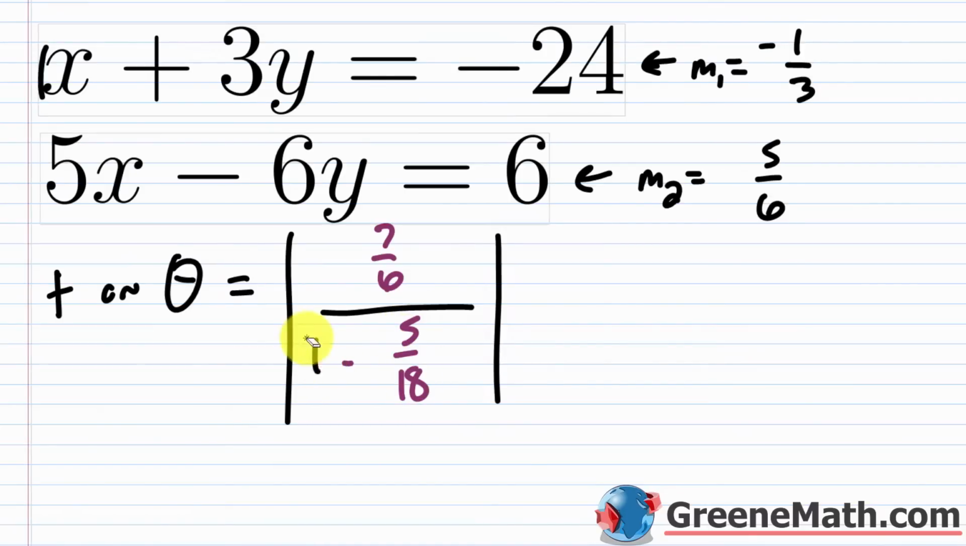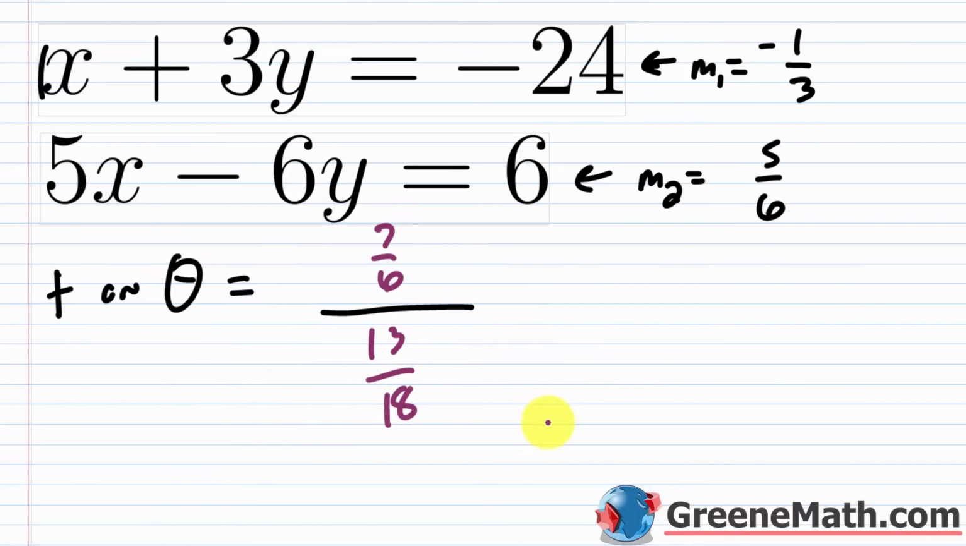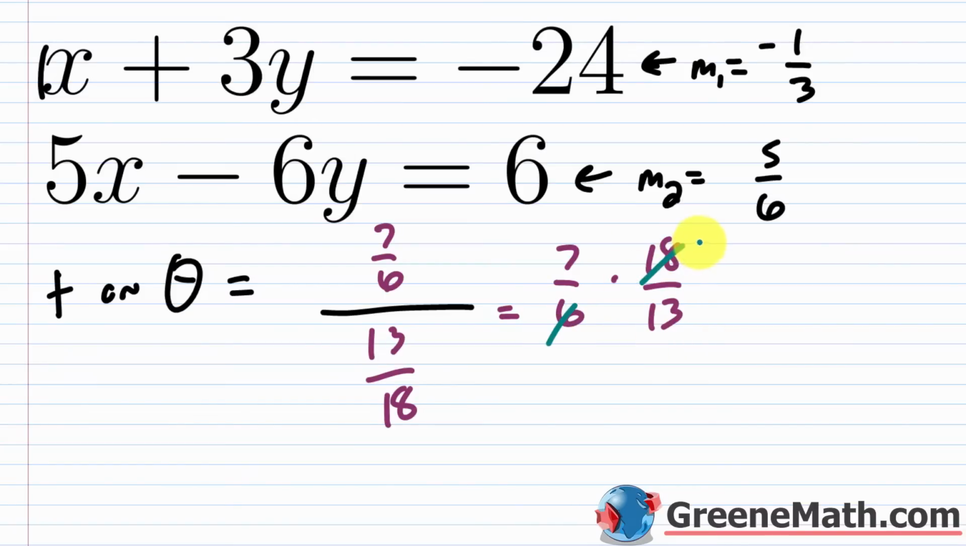Now, I'm going to change this and say it's 18 over 18. 18 minus 5 is 13, so this would be 13 over 18. At this point, you can drop the absolute value bars because everything's positive. So this just turns into 7 over 6 times, I'm going to take the reciprocal of this, so 18 over 13. And 18 divided by 6 is 3, so this becomes 7 times 3, which is 21 over 13.